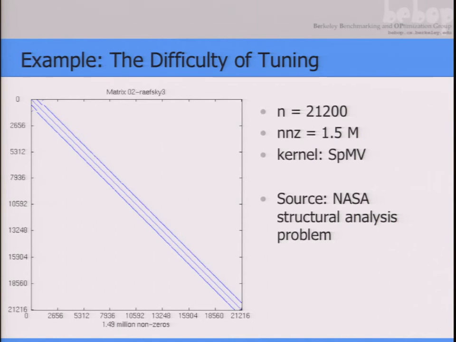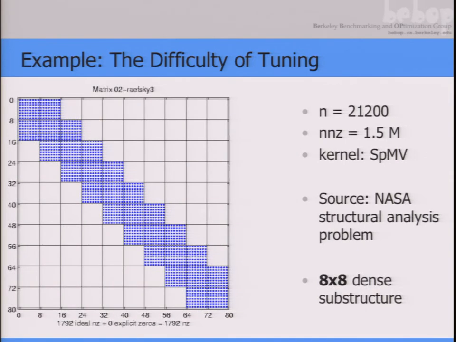So let me zoom in on the spy plot and see if I see any patterns. So let me zoom into the top corner. And lo and behold, because it's a finite element matrix, it consists of a lot of little dense 8x8 subblocks. And so an obvious optimization would be, let me not have 64 column indices for all the non-zeros in there. All I need to do is store where the upper corner is located. And then I can change my algorithm to figure out where everything else is. And so I can reduce the number of indices I have to store by a factor of 64. That seems like a good idea if I take advantage of that little dense substructure.